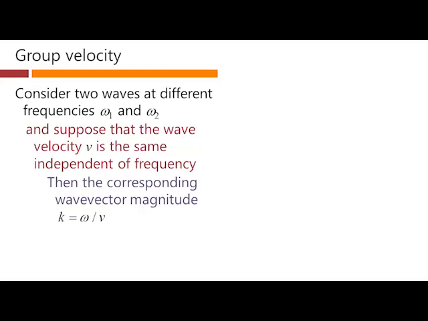Then, in general, we know that the wave vector magnitude k is omega divided by the velocity v. And that's going to be the same for both waves. So that means that the wave vector magnitude for wave 1, k1, is omega 1 divided by v. And for k2, the wave vector magnitude for the second wave, it will be omega 2 divided by v.